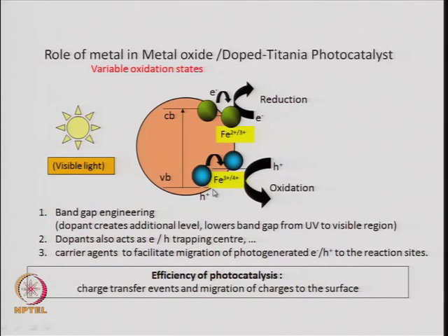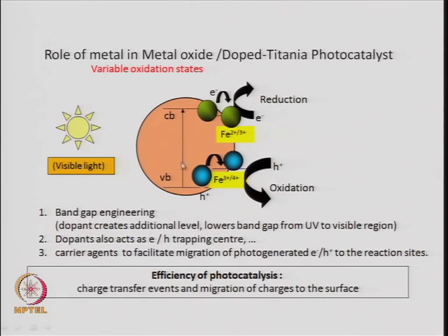Now, if you have iron 3 plus here and you have a hole, iron 3 plus will get converted to iron 4 plus. So, in the presence of an electron, iron 3 plus will get converted to iron 2 plus. In the presence of a hole, iron 3 plus will convert to iron 4 plus. So, both are possible because of the variable oxidation state of iron, and the dopant also creates additional levels.